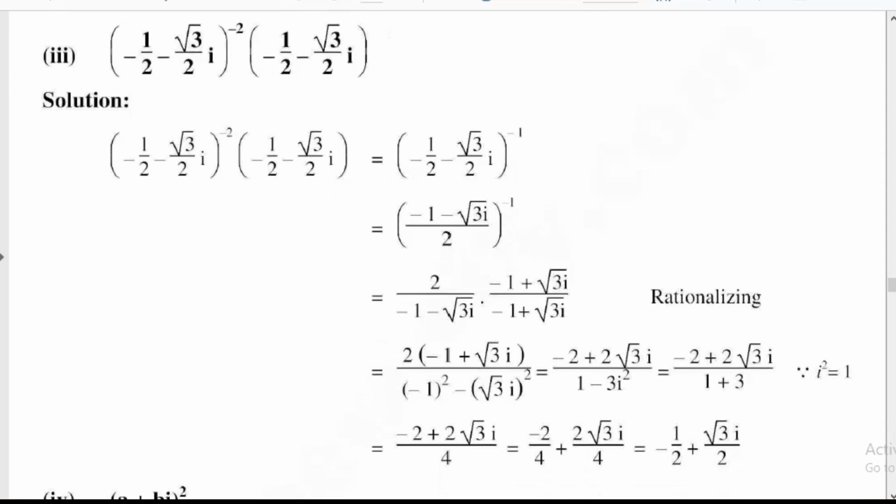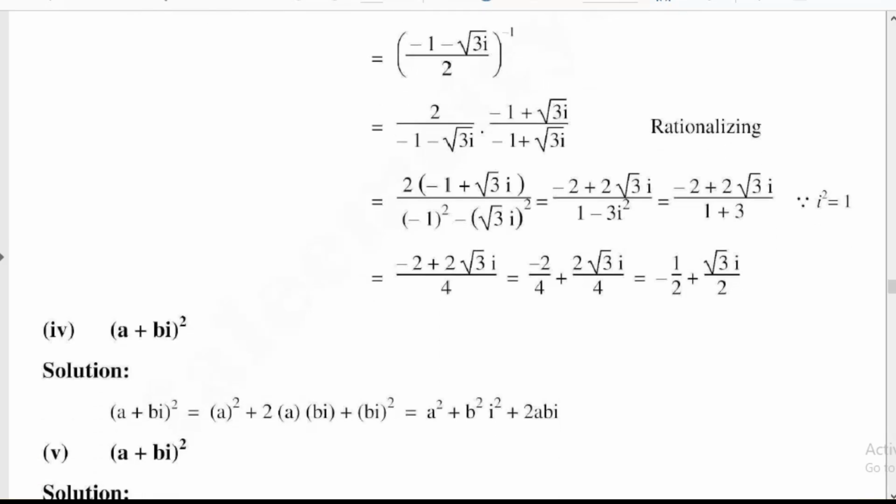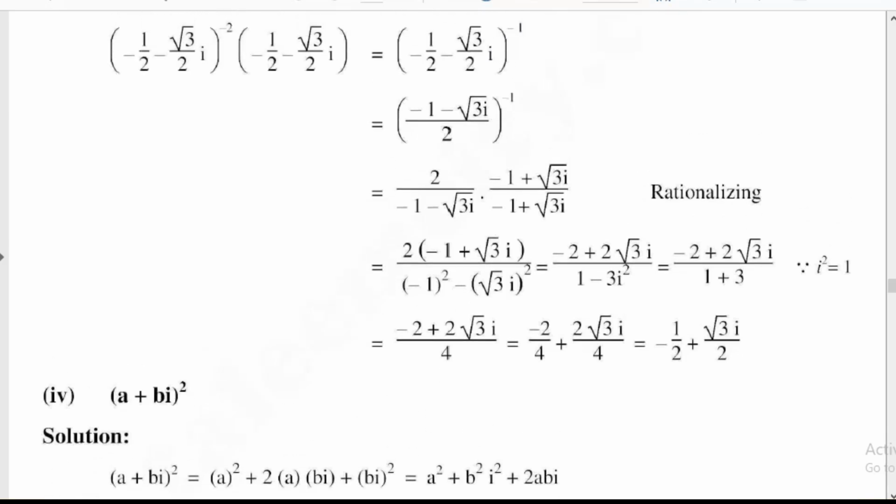So minus 2 divide 4 plus 2 under root of 3 iota divided by 4. So 2 one time 2 time 4, minus 1 divide 2 plus, so 2 one time 2 time 4 under root of 3 iota divided by 2. So next part number 4, that is a plus b iota whole square.